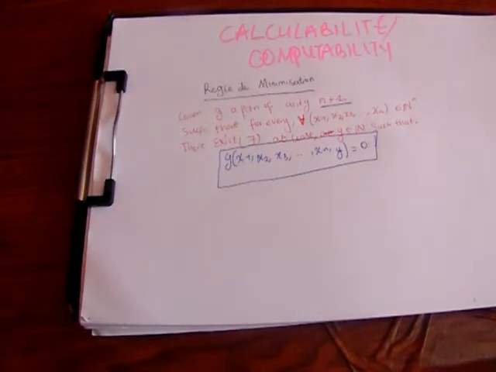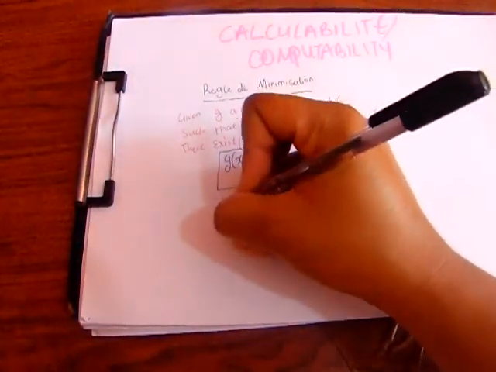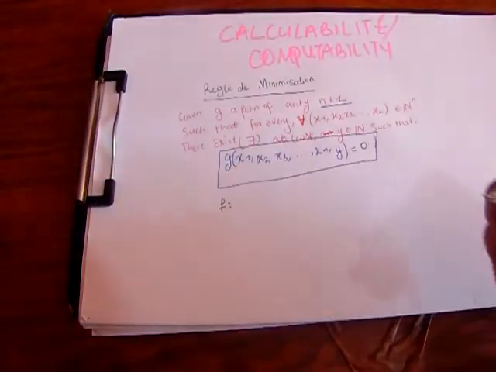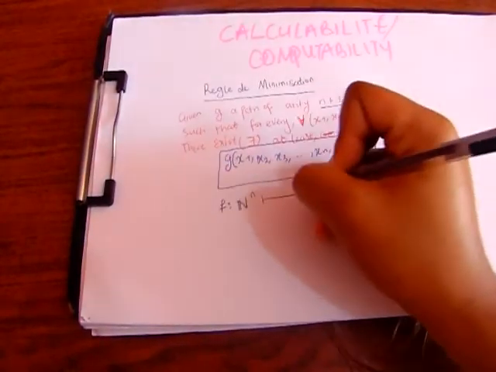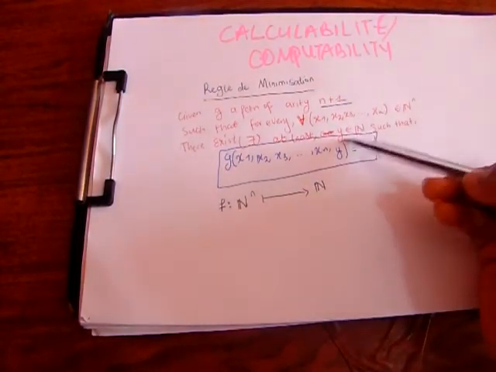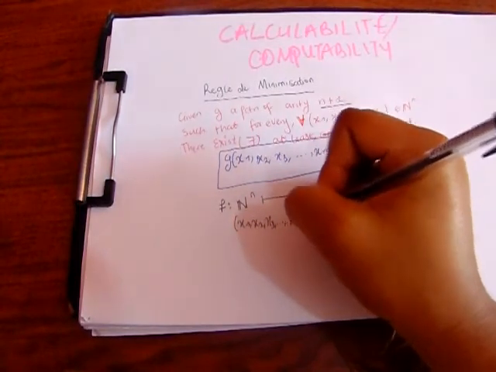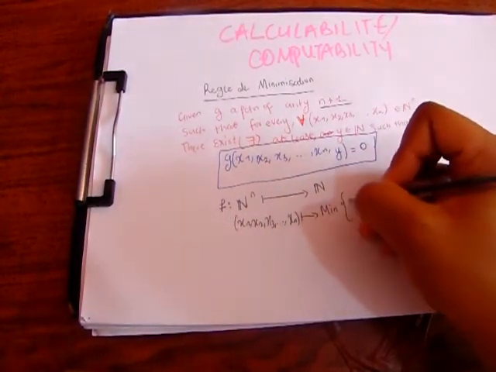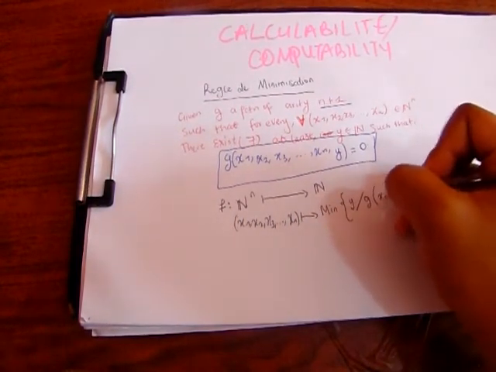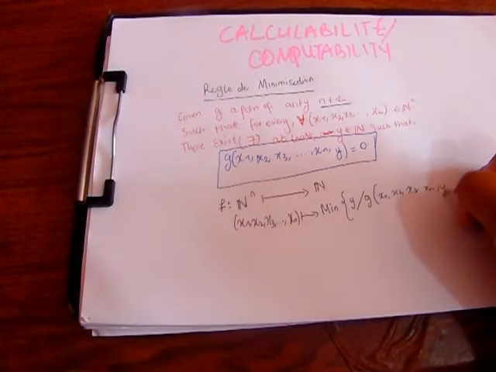Use a black pen. So that means we're using lambda notation. For those of you just joining us, we already explained the lambda notation in the first video, so maybe you can check it as well. So my function f of arity n, remember, we're going from N raised to the power of n to N. So that means we're having x1, x2, x3 up to xn, the min of y such that G of x1, x2, x3, xn, y is equal to 0.